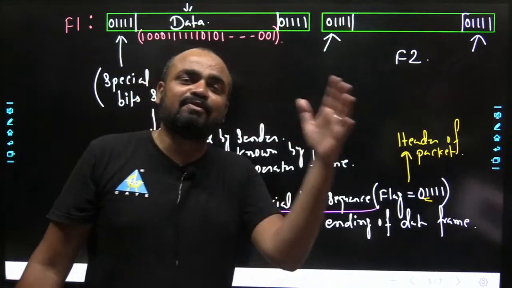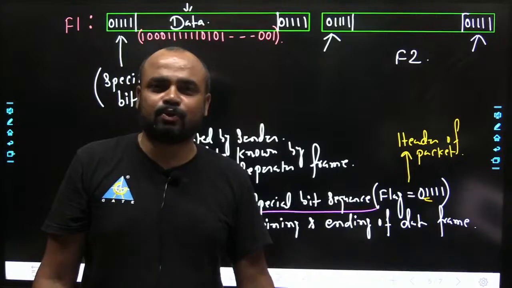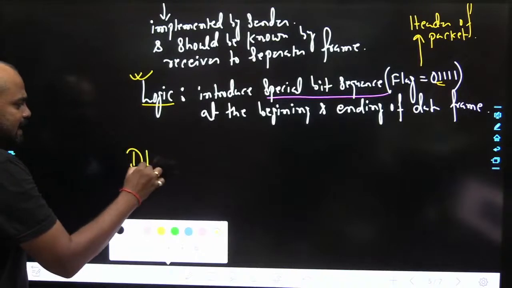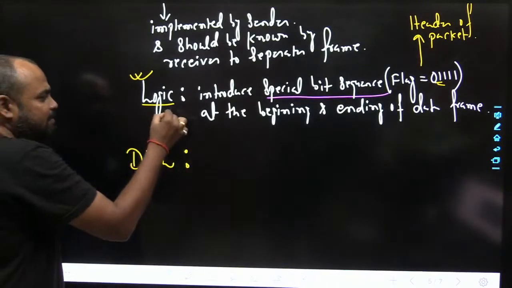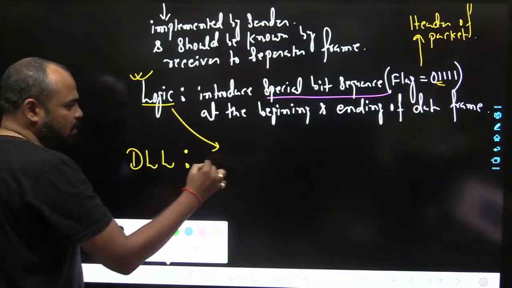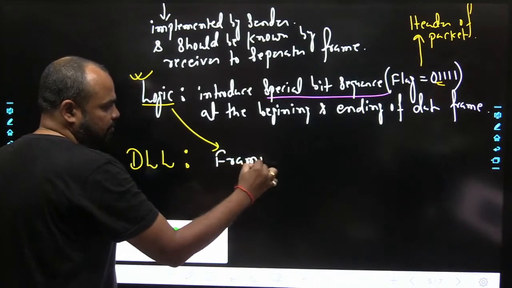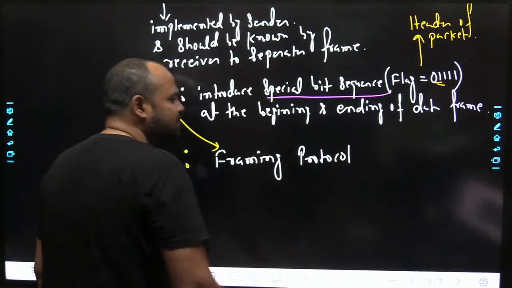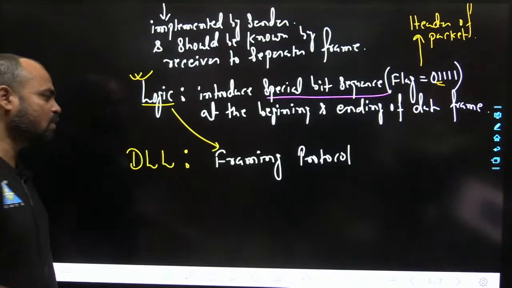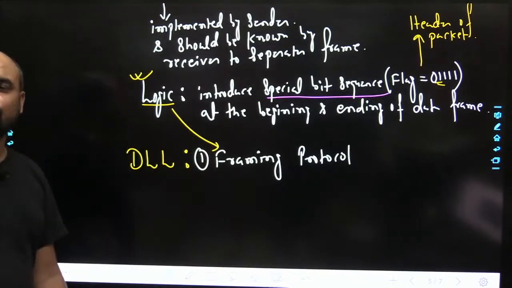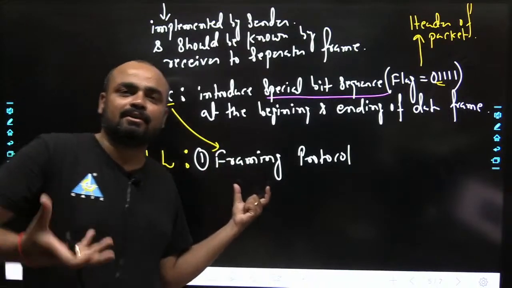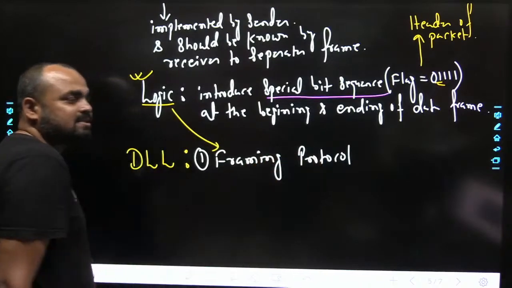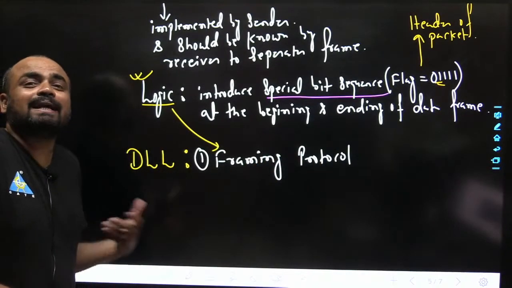That is the matter of discussion. Once I start framing protocol, see, this protocol has been given a name. In data link layer, we basically give the name of this logic, that is called framing protocol. So this is the first topic that we have to learn in a data link layer, which is called framing protocol. As the name indicates, framing means creation of frame. So framing protocol means, for creating a frame, we are implementing a protocol.